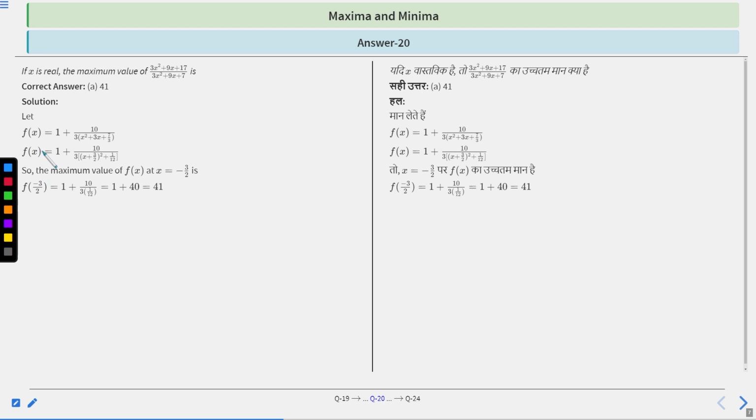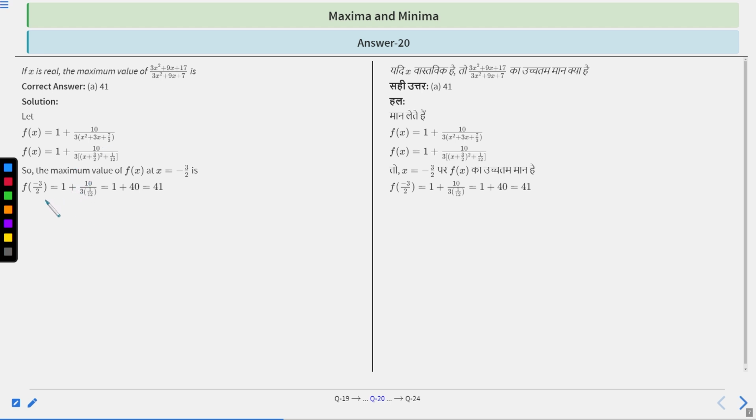See, instead of finding f dash x, we can directly say that f(x) will be maximum when this function is minimum, right? When the denominator will be minimum, clear? So denominator will be minimum when this square term will be 0. That means at x equal to minus 3 by 2, we can say that f(x) is attaining maximum value, right?